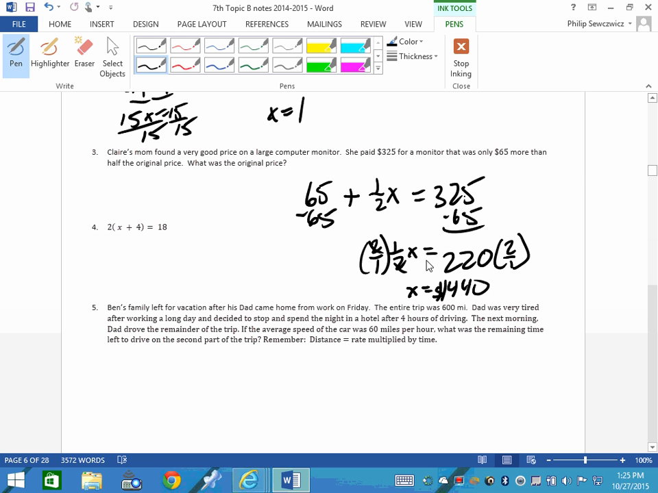Otherwise, you're going to divide by a half, and let's think about it. Dividing by a half is the same thing as multiplying by its reciprocal. Oh my goodness, it's the same thing that we just did. Yes. So again, dividing by a half is the same as multiplying by 2, because again, you multiply by the reciprocal. All right, we can skip 4.